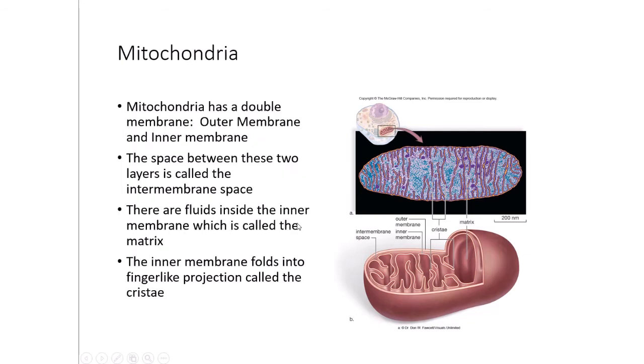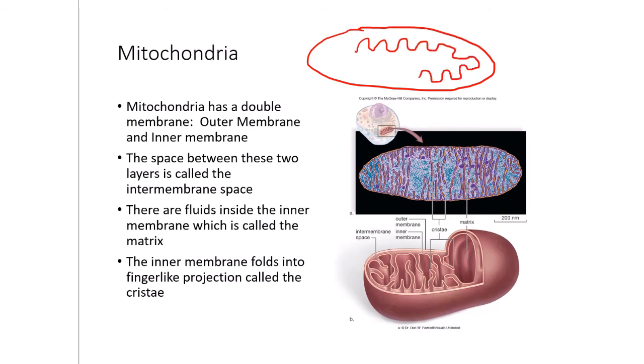The mitochondria has a double membrane surrounding it. There is the outer membrane, which is shown here, and then there is the inner membrane that is all folded up. Perhaps it's better if I draw it for you. There is the outer membrane, and then there is the inner membrane that is all folded up like so. Between the outer membrane and the inner membrane, this space here is called the intermembrane space.